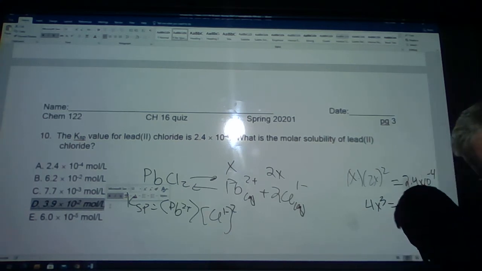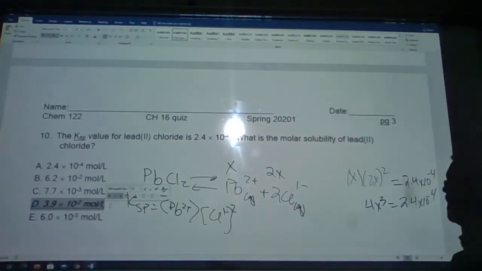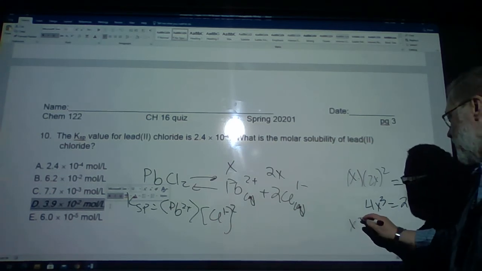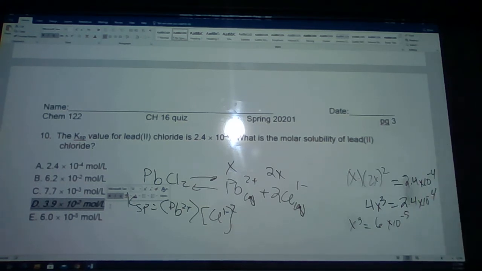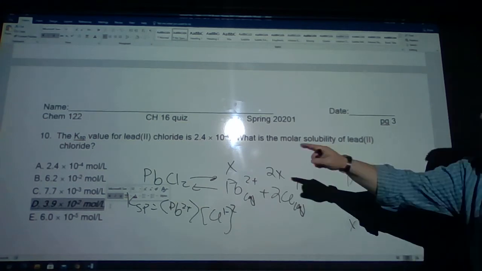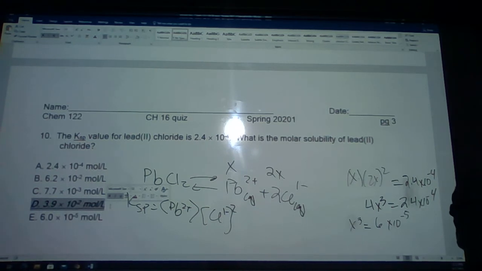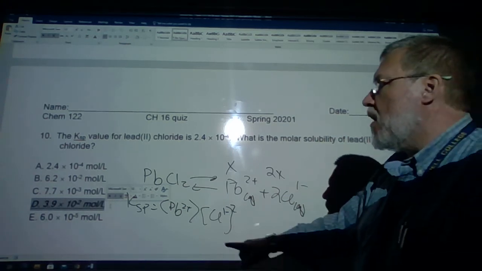We're looking for the value of X. So to solve for X, we need to divide 2.4 times 10 to the minus 4th by 4. So X cubed is equal to 6 times 10 to the minus 5. We need to take the cube root of 6 times 10 to the minus 5. That cube root is 3.9 times 10 to the minus 2. So the molar solubility of lead chloride is 3.9 times 10 to the minus 2 moles per liter.